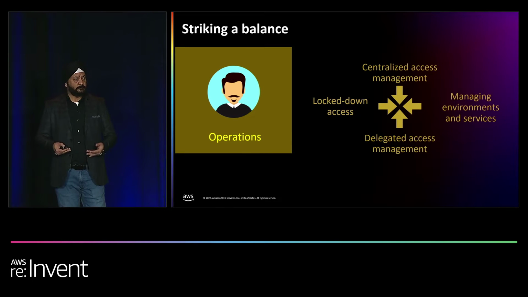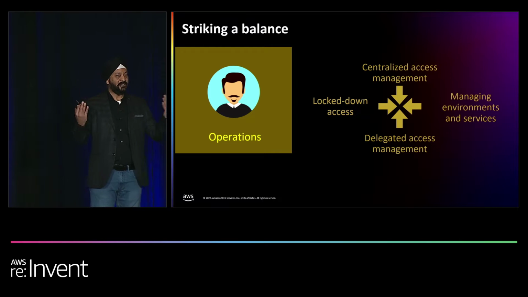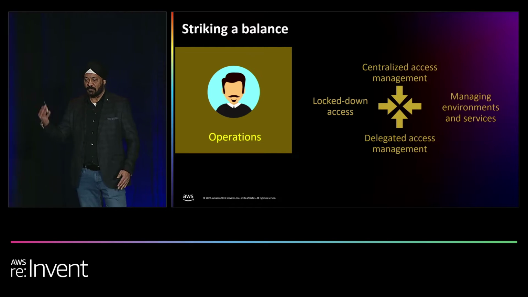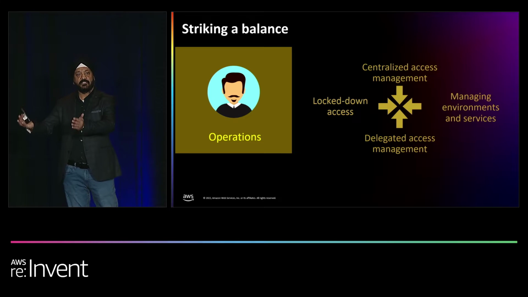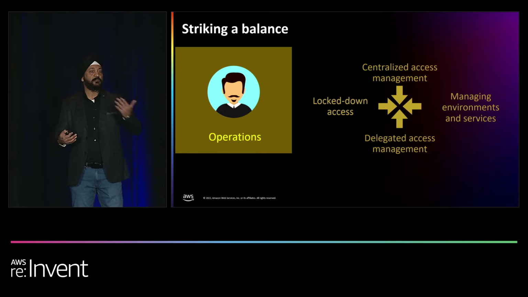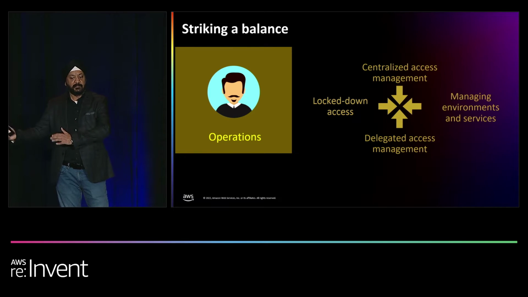And the third persona, which we all love, is the operations guys, right? Administrators. We all love them. Who doesn't want them? And they are also trying to strike a balance. Should I centralize the access, or should I delegate it out to the business units, business owners, right? With the guardrails and the guide rails, so that there is no compromise on the security side. So they are trying to also balance out this lockdown access versus delegated access, right?